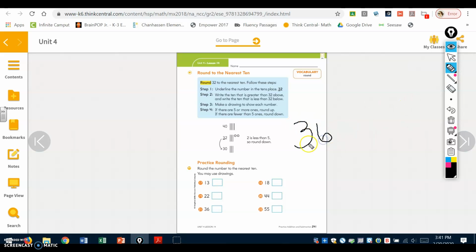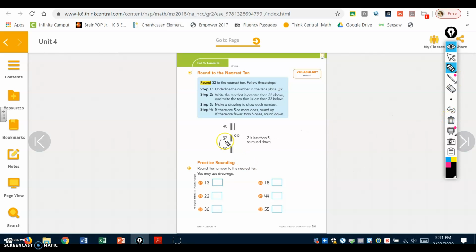36, I would either round down to 30, or my next 10 would be 40. So I need to look at my tens, which is 30, so the next one down is 30, or up is 40. But now I'm going to look at that ones cup. 6, since it's 5, 6, 7, 8, or 9, we round up to the next 10. So if I'm rounding 36, I'm rounding up to 40.